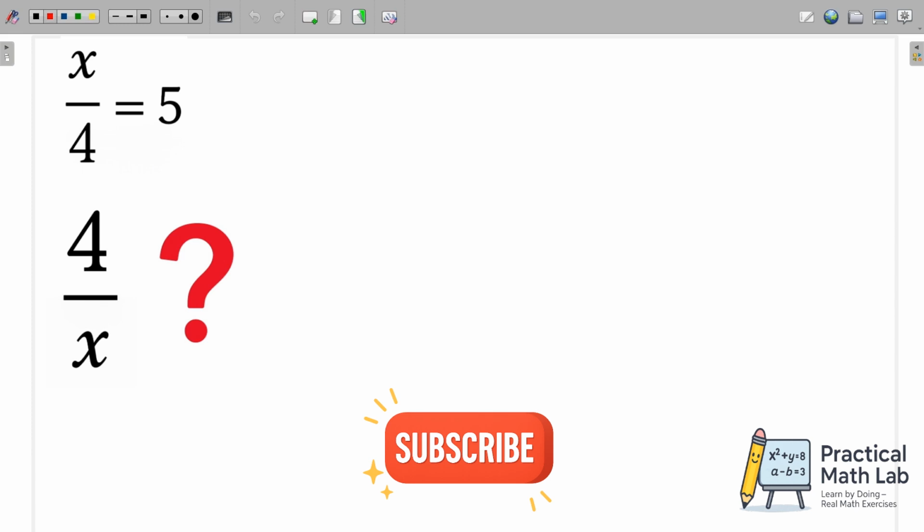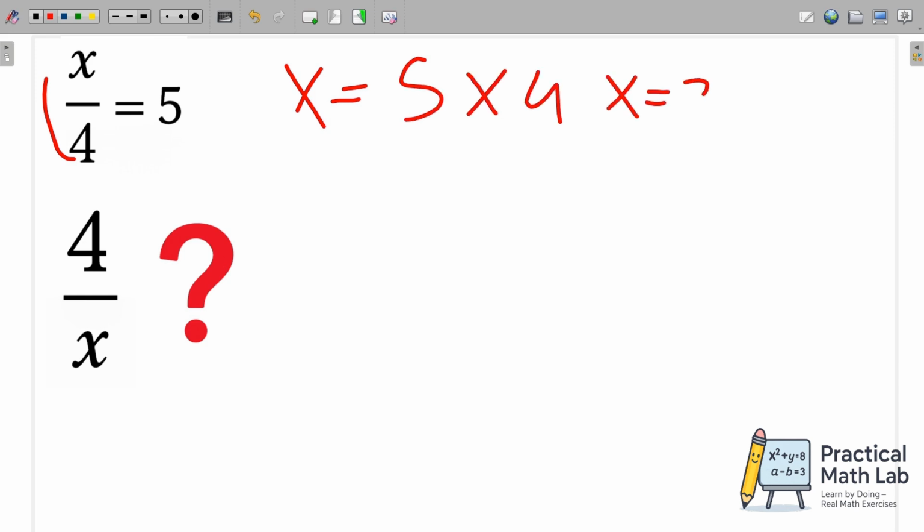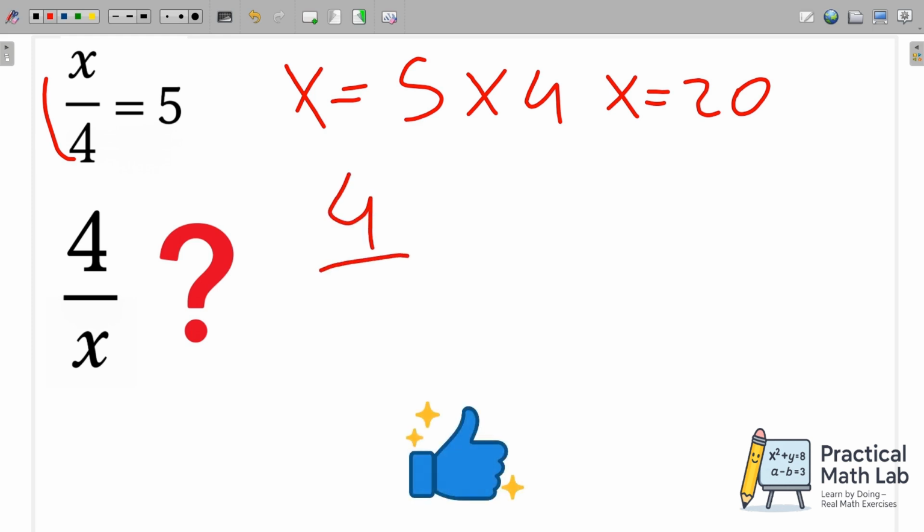Let's calculate it here. If this is a division, let's move the number to the other side by multiplying, always doing the inverse. So it becomes x equals 5 times 4. x equals 20. If x equals 20, 4 over x is equal to 4 over 20.